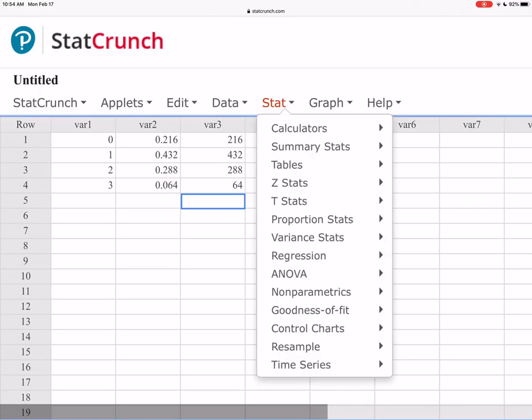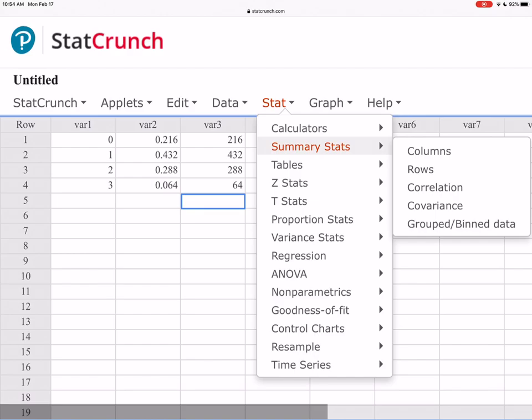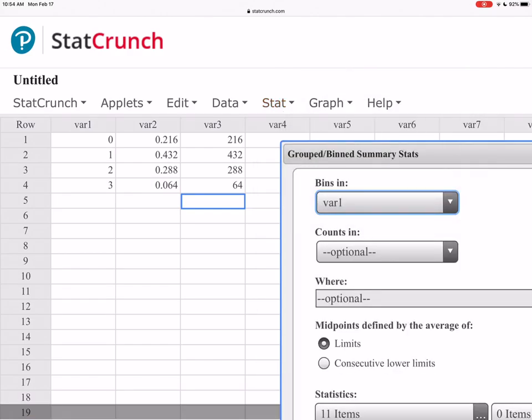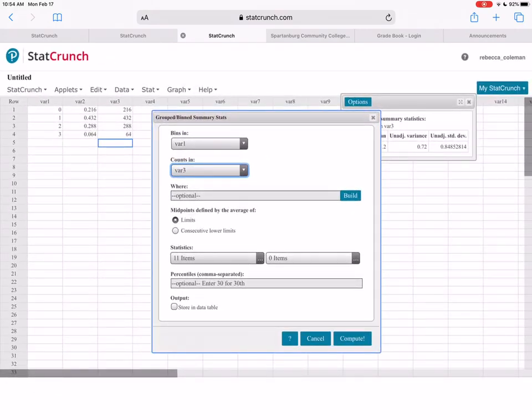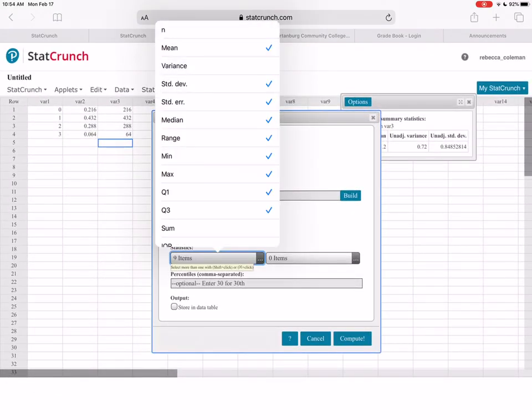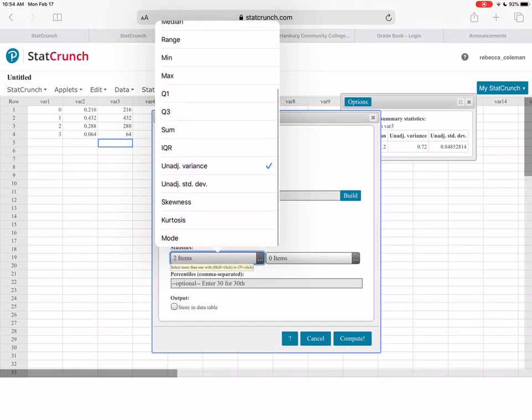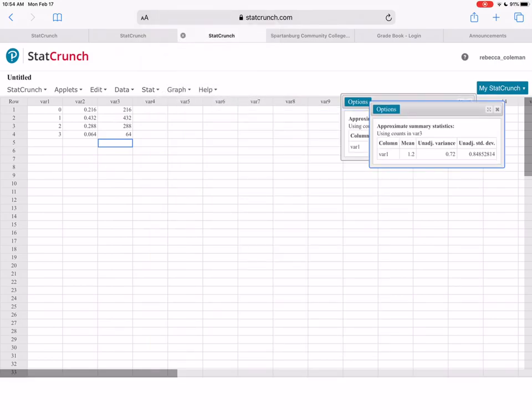So let me pull that up one more time. Summary stats, grouped data, variable 1, variable 3, I want my mean and then my unadjusted variance and standard deviation. And notice not only did it give me the variance at 0.72, but it also gave me the standard deviation rounded at 0.8.